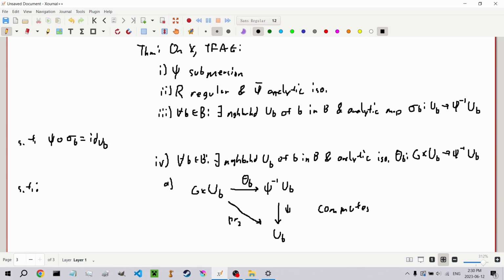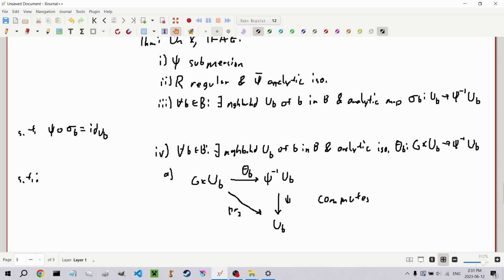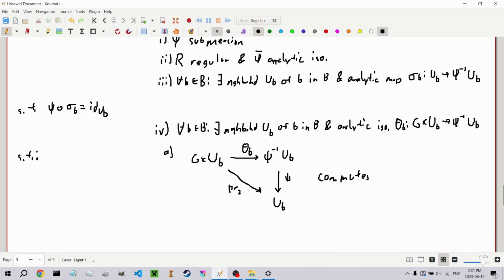And our second condition here is that theta B of GH and A is G times theta B of H and A for all GH in G and A in UB.